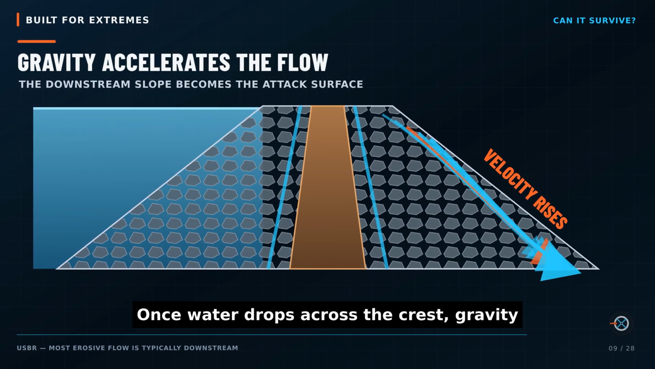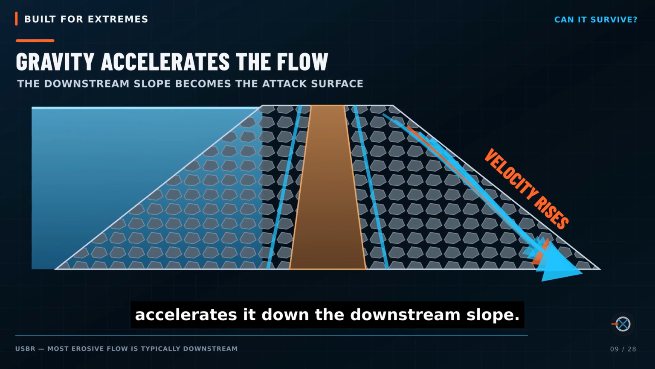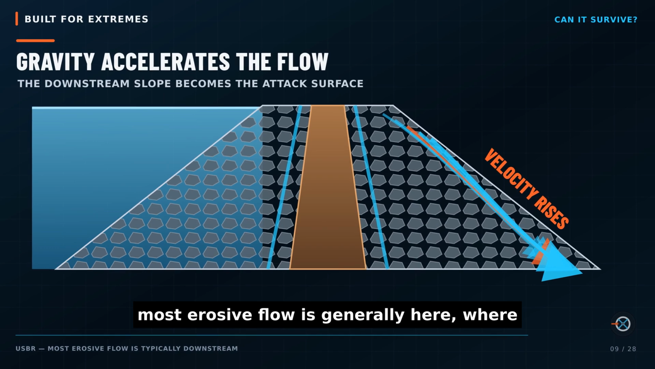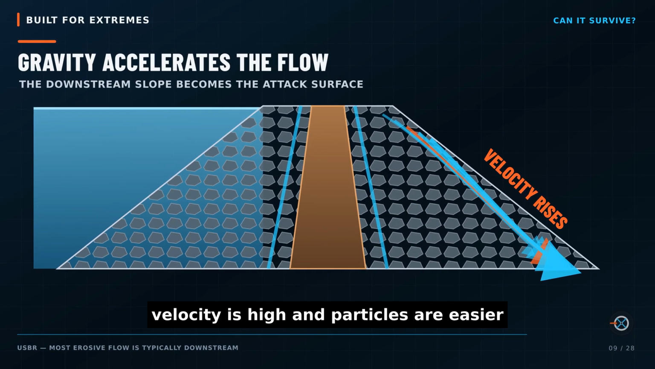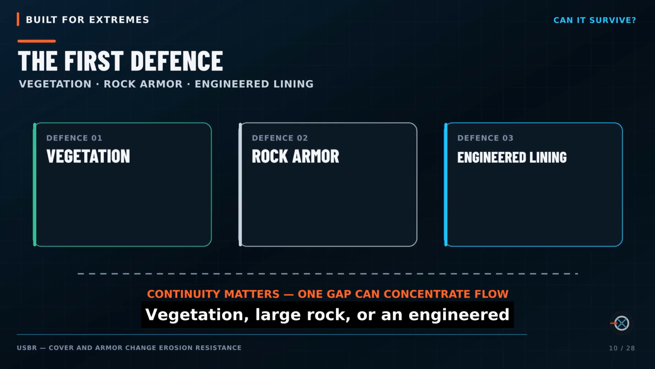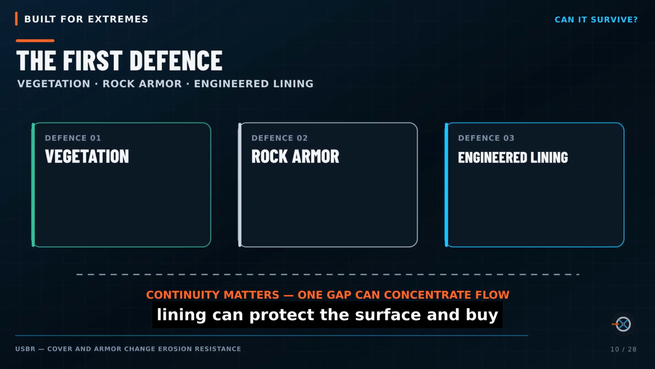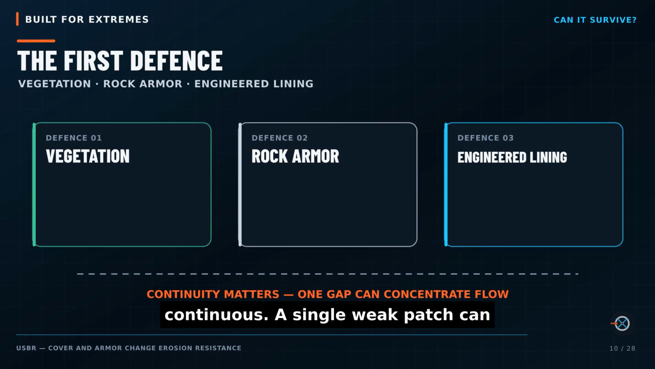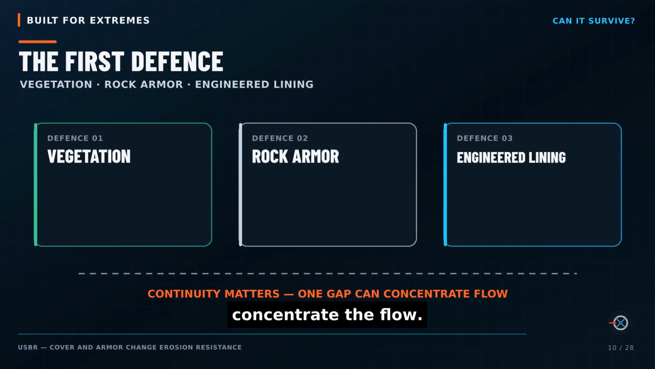Once water drops across the crest, gravity accelerates it down the downstream slope. Bureau of Reclamation guidance says the most erosive flow is generally here, where velocity is high and particles are easier to dislodge. Vegetation, large rock, or an engineered lining can protect the surface and buy time. But the protection must remain continuous. A single weak patch can concentrate the flow.